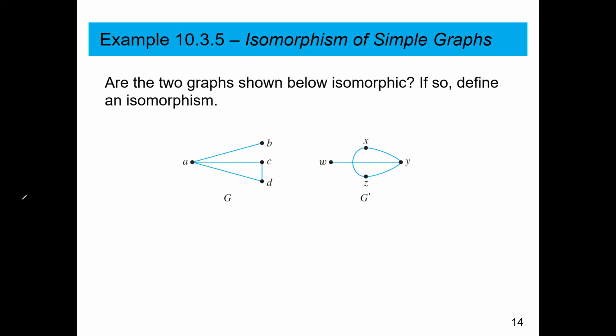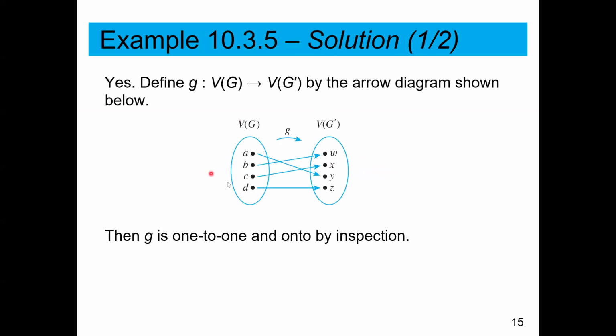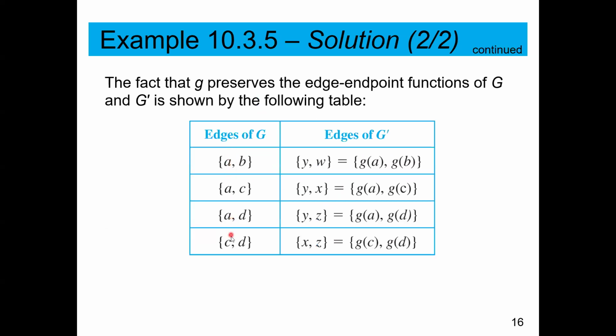So using this, we see that we can write out this thing right here. And then our four edges, it's very easy, because A maps to Y and B maps to W, then the edges match up beautifully. And that is how you do graph isomorphism.